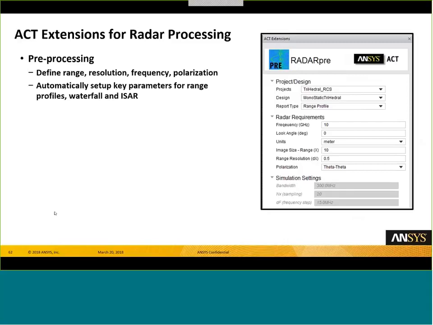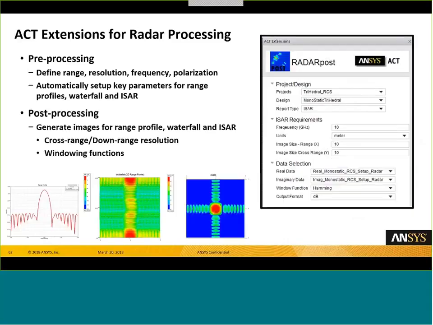And once you have a solved result, you can now pull up the post-processing routine. Again, you can define your cross-range resolution, your down-range resolution, the ISAR imagery size. You can define what you need for waterfall plots. You can choose from a dozen or so built-in windowing functions and actually customize it to put your own windowing functions in if you want. It's extremely easy to use and to set up. So all this is available for you now.